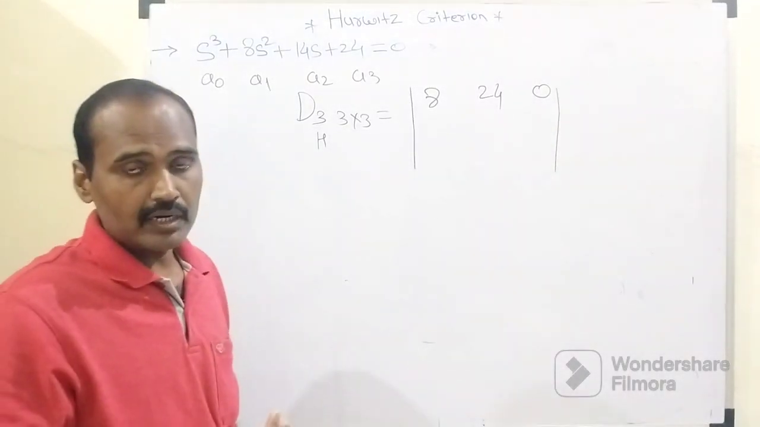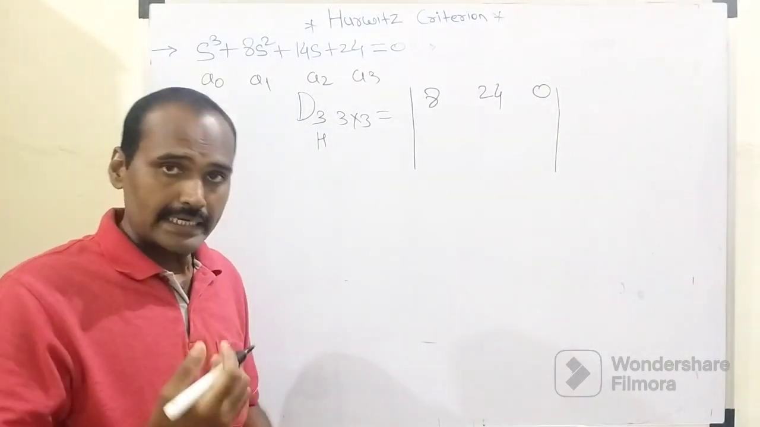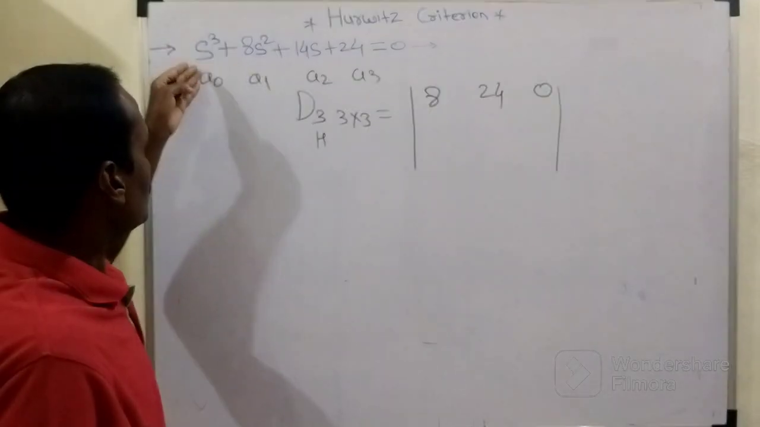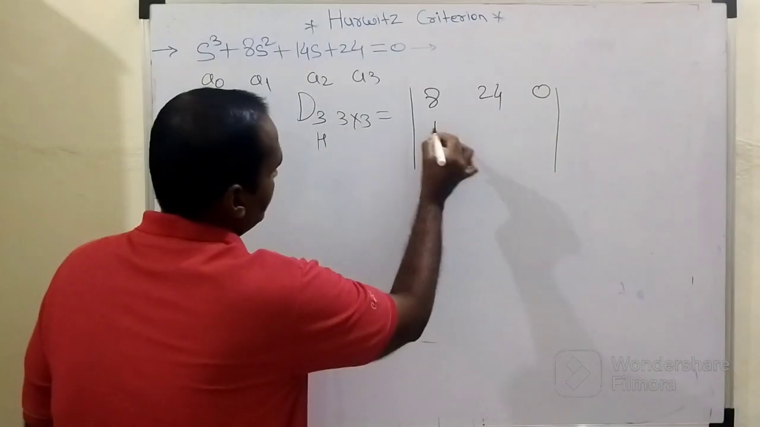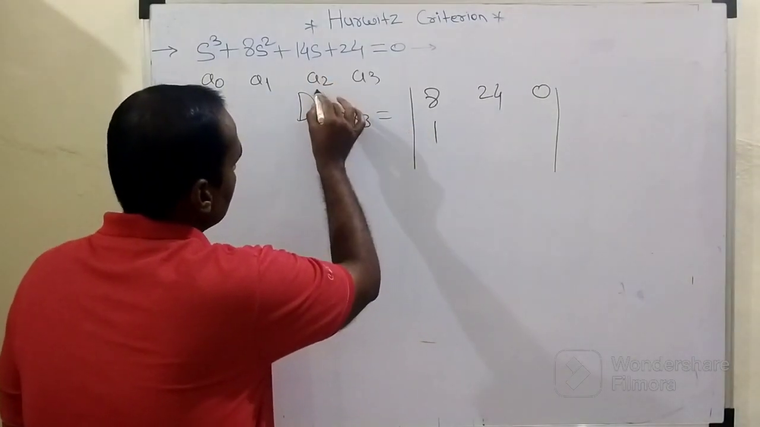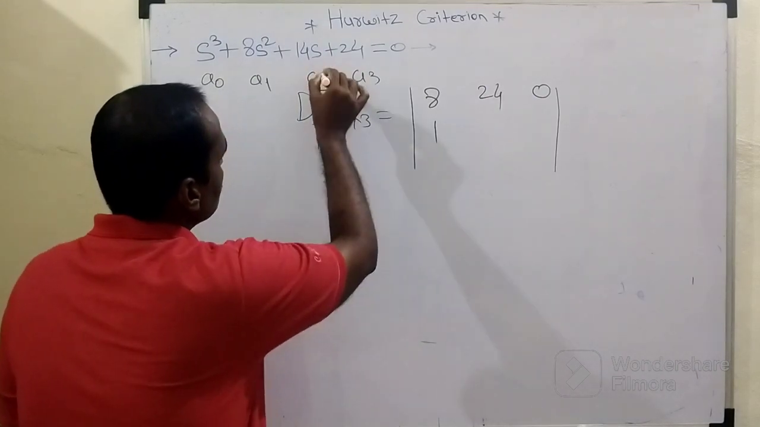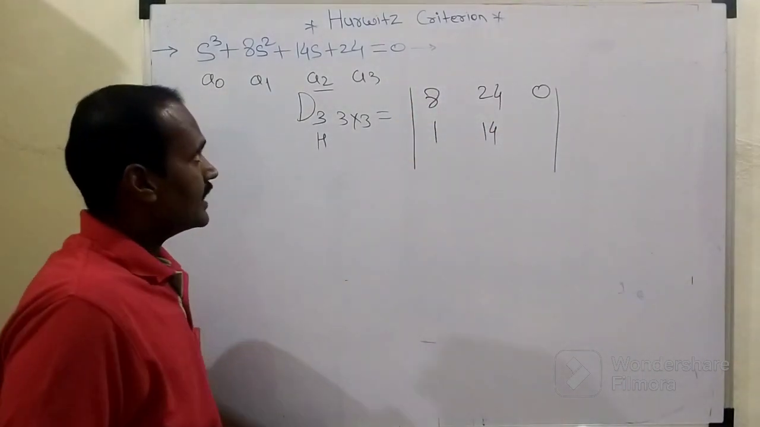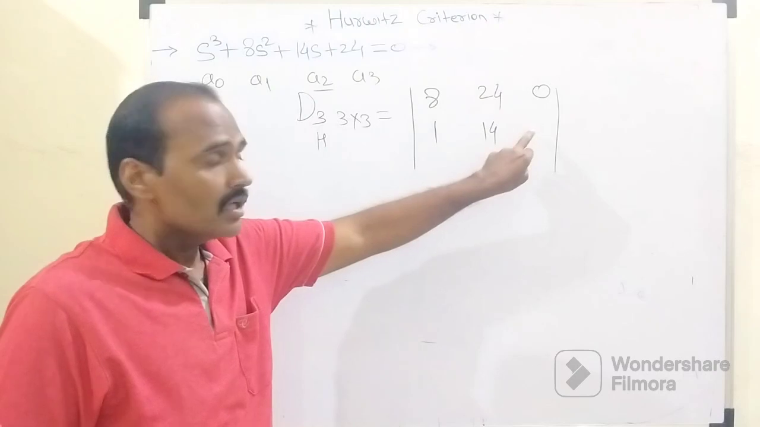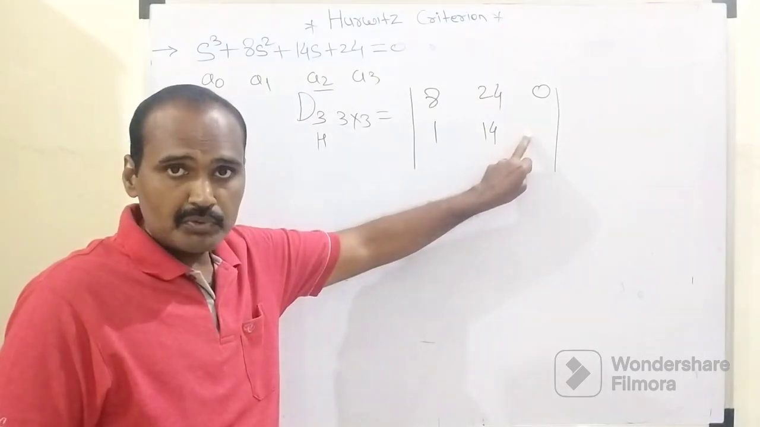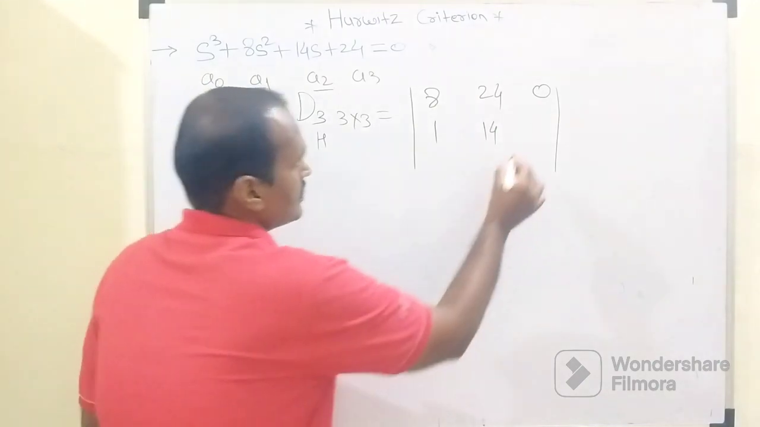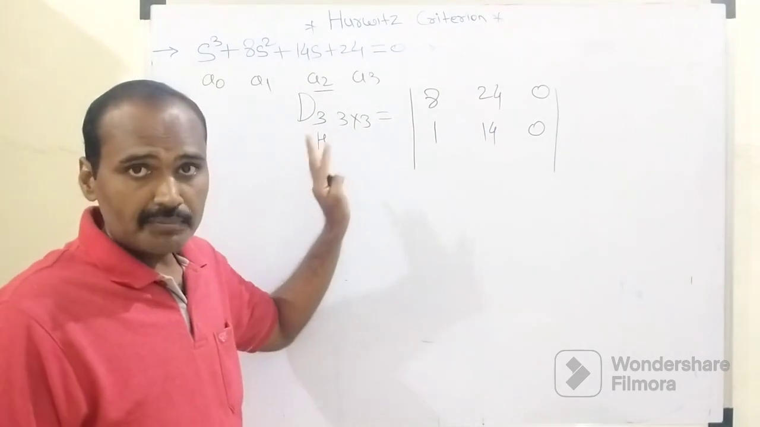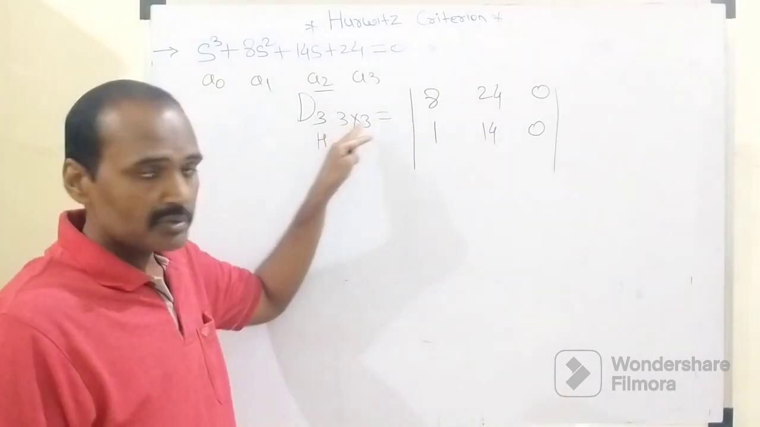Similarly, as far as the second row is concerned, we need to collect all the elements lying at even positions like 0, 2, 4 and 6. The first element is the coefficient of S raised to 3, which is 1. The second even coefficient is A2, whose coefficient is 14. Similar to A5, we don't have the third even coefficient, that is A4, so A4 equals 0. This is how the first two rows are completed of this Hurwitz determinant, or the subdeterminant D3, whose size is 3 cross 3.